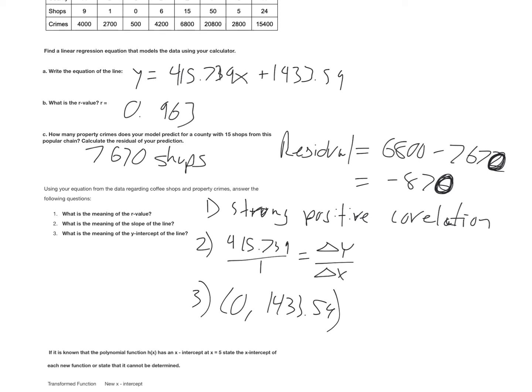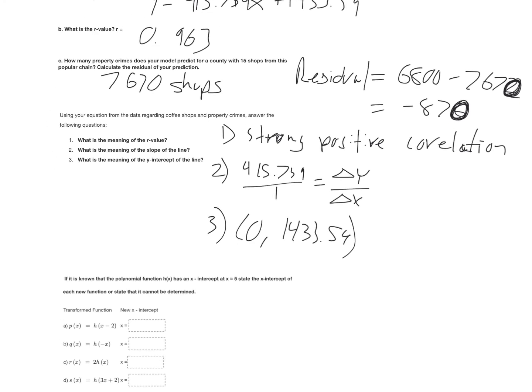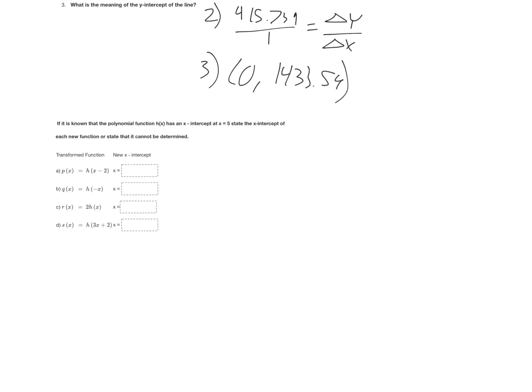Okay. I think we can fit the next problem in as well. So we don't know anything about this function h of x other than it has an x-intercept at x equals 5. And now we're saying, well, what if we did all these different transformations to it? How would that change the x-intercept? And so we just look at each transformation.